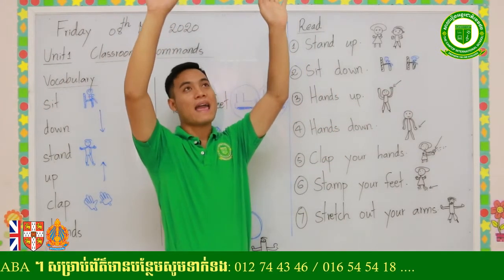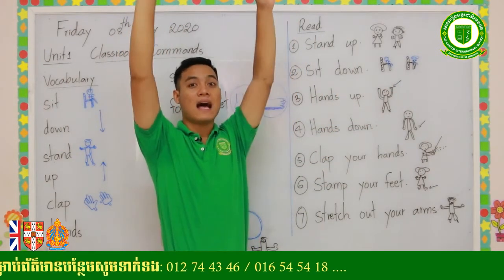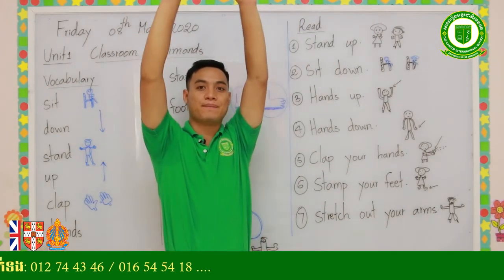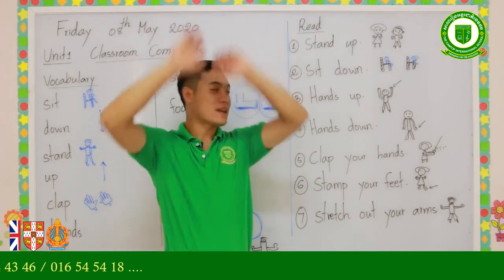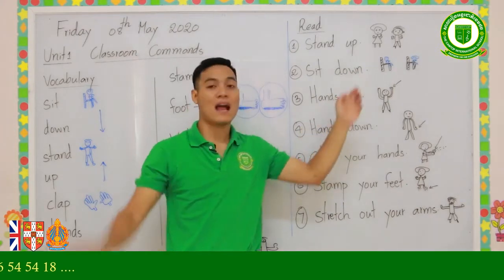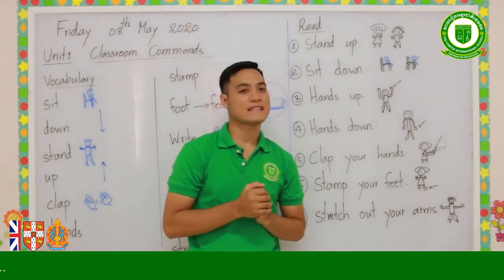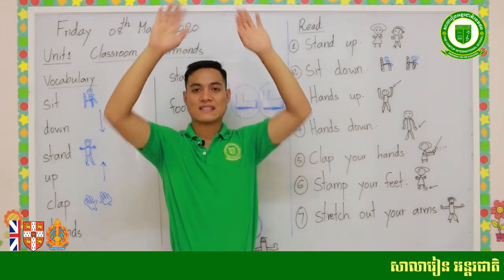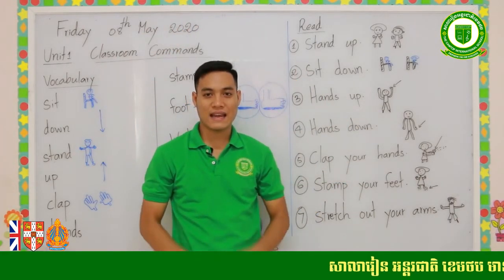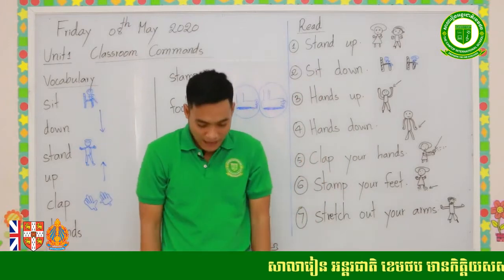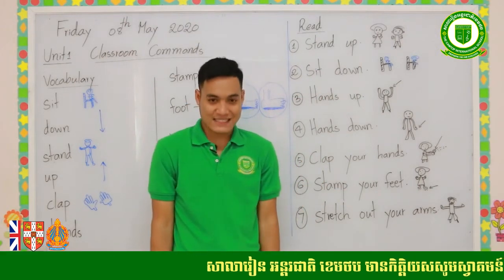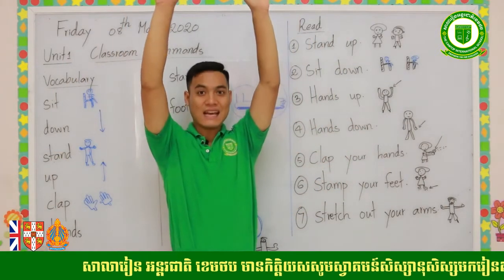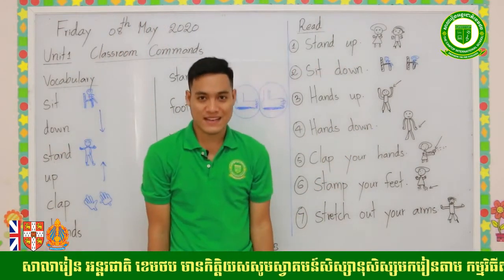Look at my hands up, up again, hands up, like this. Okay, so number three is hands up. Okay, number four is hands down. Again, hands down, down like this, okay? So, hands up here and hands down here.